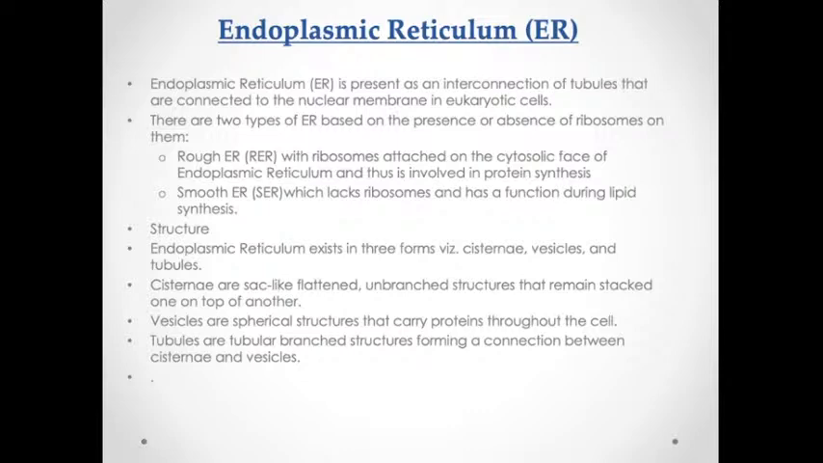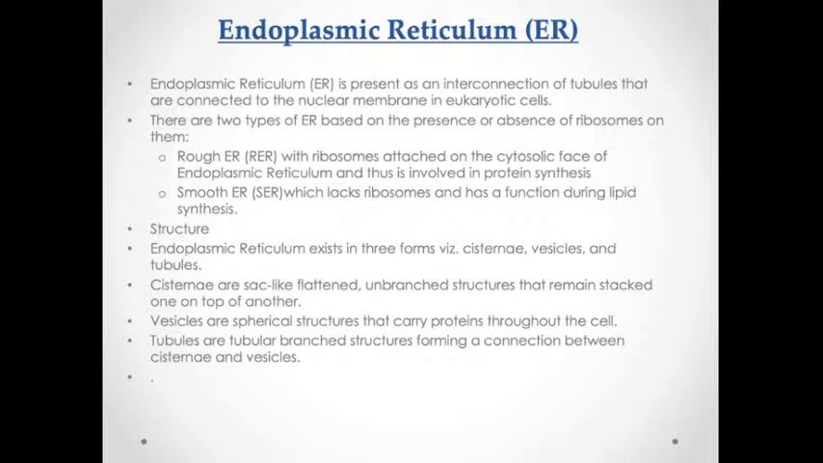So endoplasmic reticulum is present as an interconnection of tubules that are interconnected to the nuclear membrane in eukaryotic cells. There are two types of ER based on presence or absence of ribosomes on them, that is rough ER and smooth ER. The rough ER has ribosomes attached to them and is involved in protein synthesis. A smooth ER lacks ribosomes and has functions in lipid synthesis.